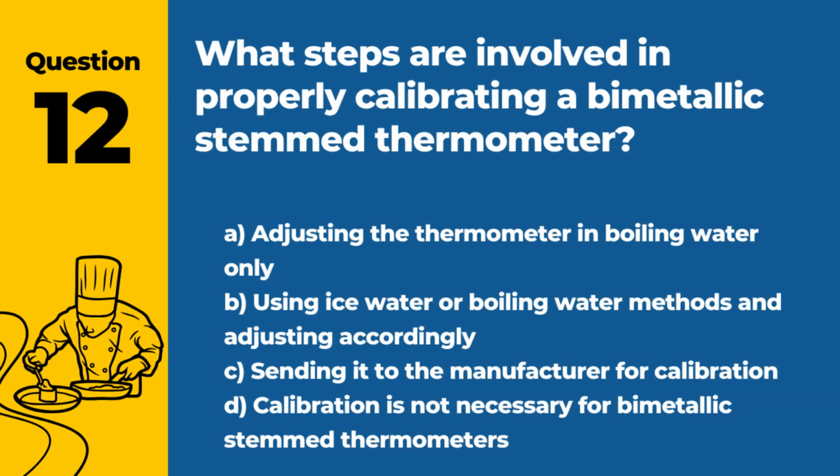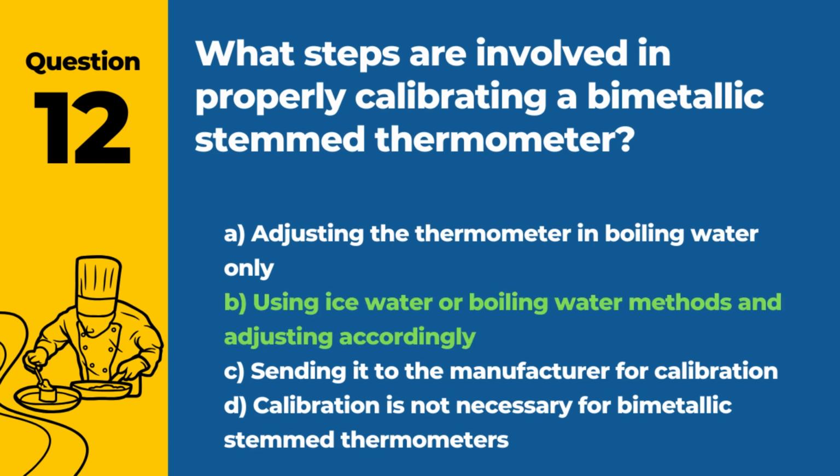Question 12. What steps are involved in properly calibrating a bimetallic stamped thermometer? A. Adjusting the thermometer in boiling water only. B. Using ice water or boiling water methods and adjusting accordingly. C. Sending it to the manufacturer for calibration. D. Calibration is not necessary for bimetallic stamped thermometers.